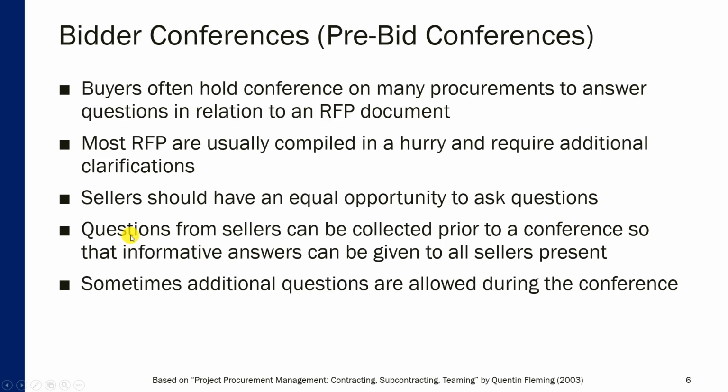One way to do it is to collect questions from potential sellers prior to a conference, so that informative answers can be given to all sellers present during the conference based on the previously compiled list. And then after those main questions are answered, additional questions can be taken from the conference participants to clarify something that was not clarified by that formal comprehensive response to the previously collected questions.